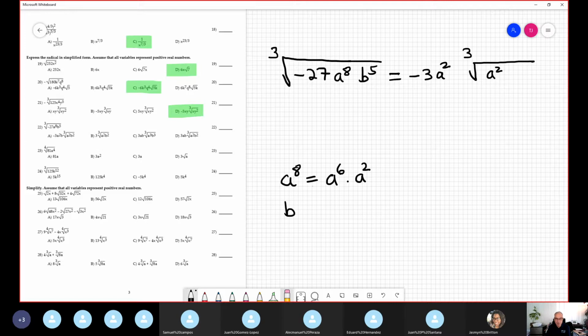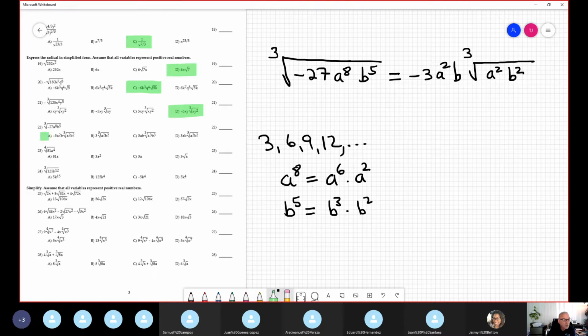Okay, b to the fifth power. Well, remember, we need an exact multiple of 3. That means 3, 6, 9, 12, and so on. So b to the third times b to the second. 3 plus 2 is 5. So outside we have only one b, because 3 divided by 3 is 1, and b squared stays inside. That is the answer. Okay, minus 3a squared b is option A, of course. Of course, option A. That one. Okay.